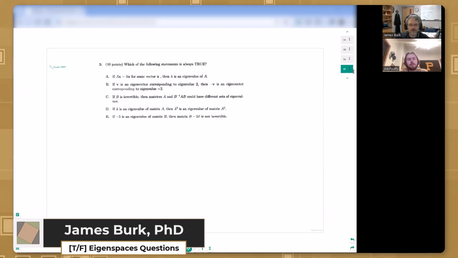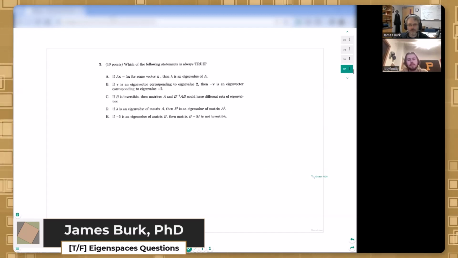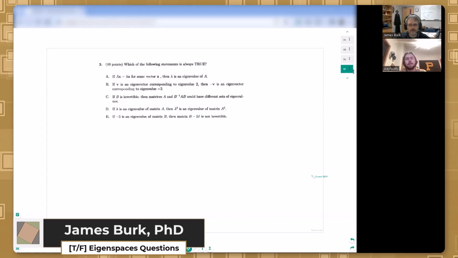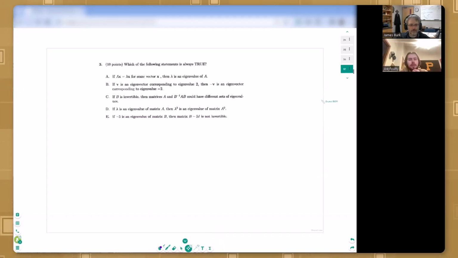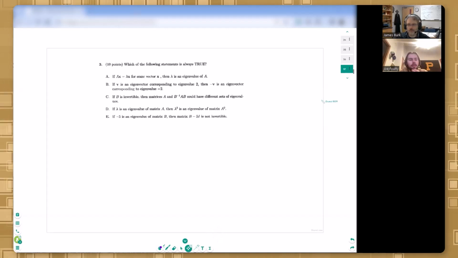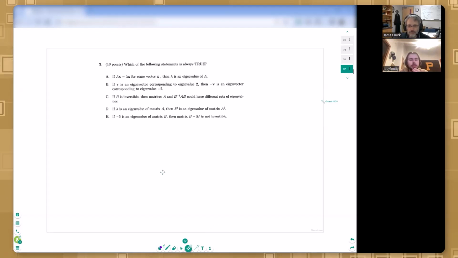Okay, what's the definition for an eigenvalue and eigenvector? Eigenvalue. First, the answer is false. You know why this one's false?